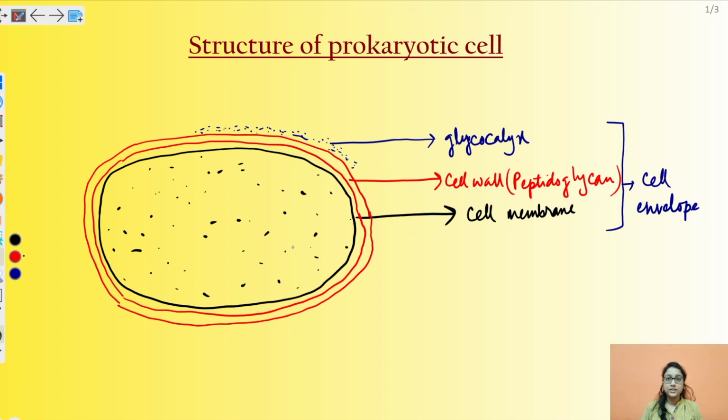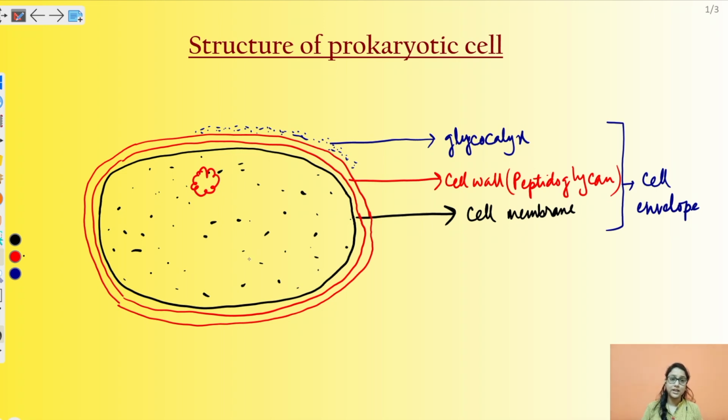Then in the cytoplasm area, there will be a DNA, and this DNA will be circular. It is a double-stranded DNA and it is circular in shape. This circular DNA is basically called genomic DNA.